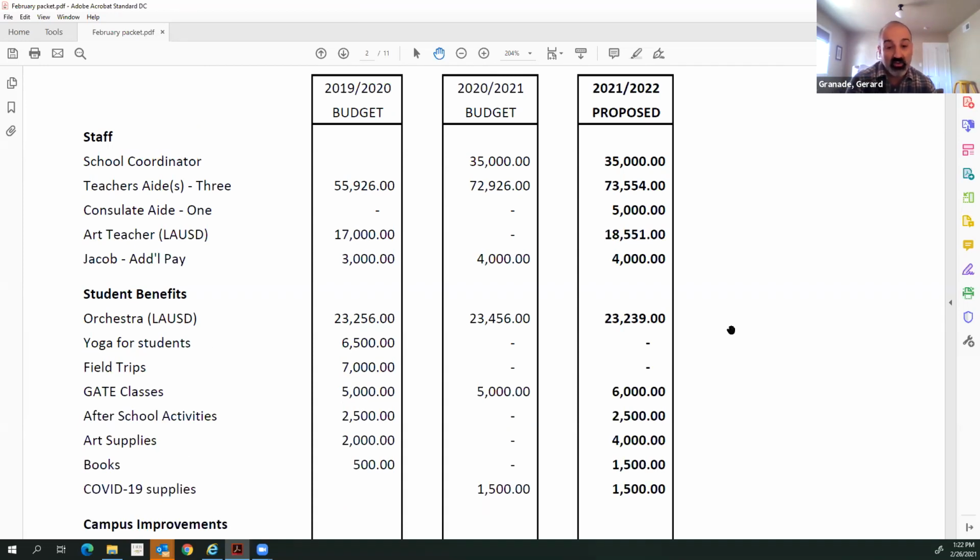The question: why does Booster have to pay for LAUSD benefits? Because Booster is purchasing the TAs. I can purchase one TA out of my budget, so that's going to pay for their salary plus their benefits. Anything beyond that, if you guys want TAs, it's going to come from Booster. If you guys want orchestra, it's going to come from Booster. There's no more money in my budgets to purchase anything in addition to that.